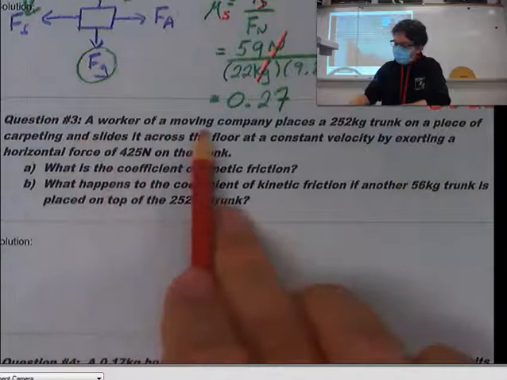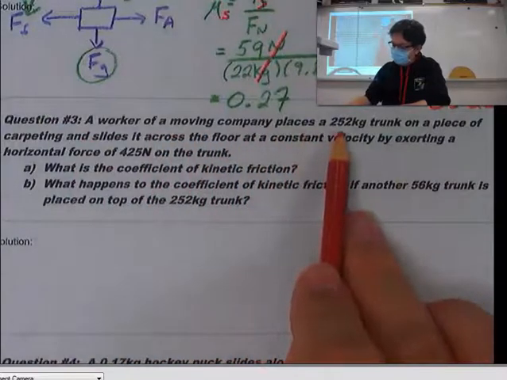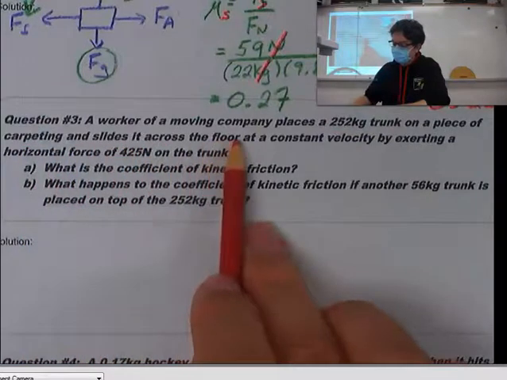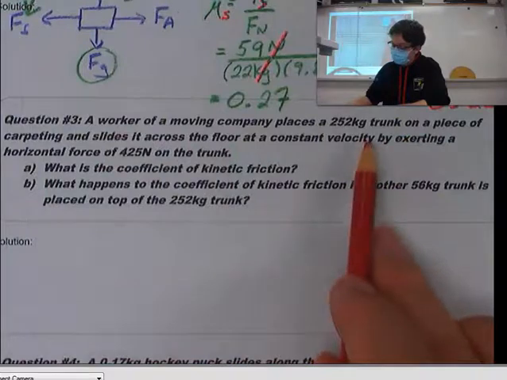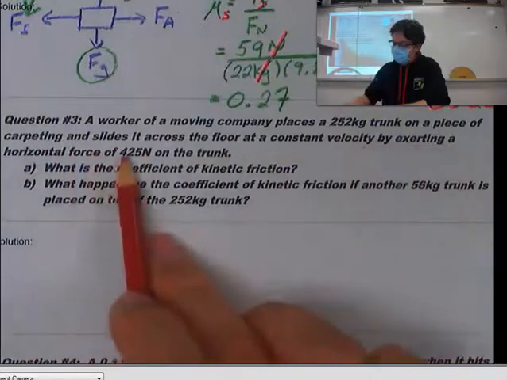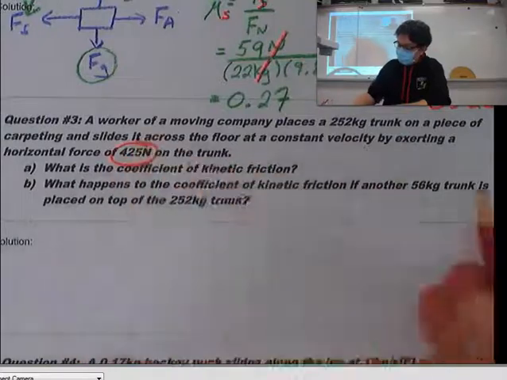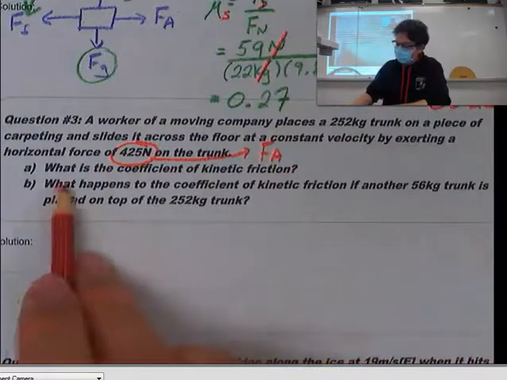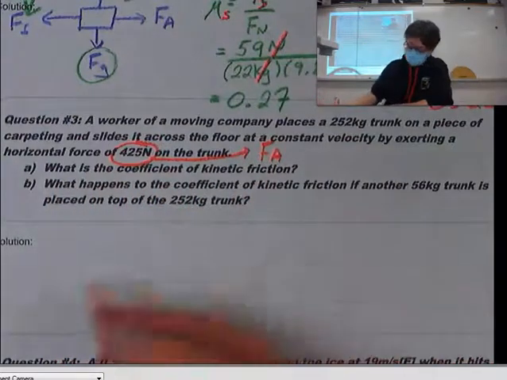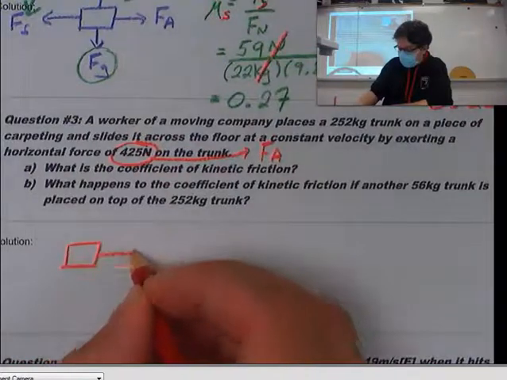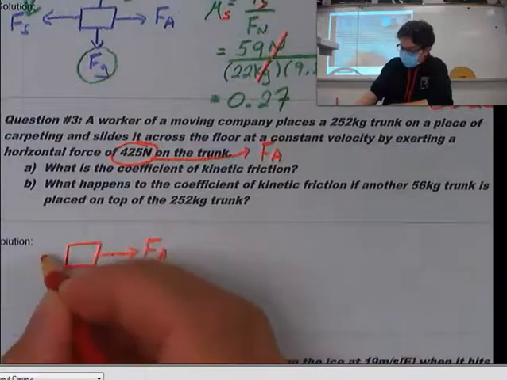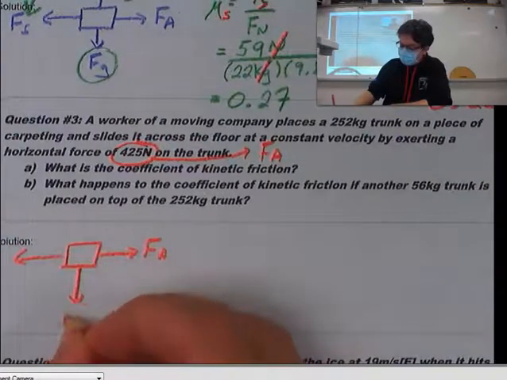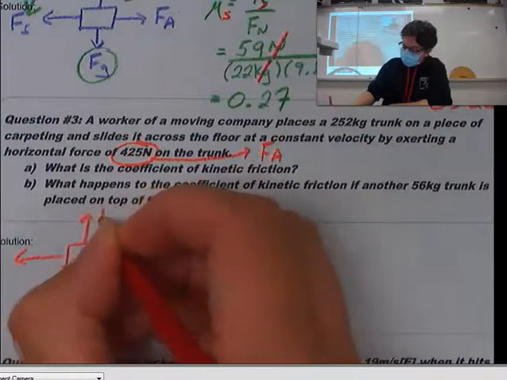Here we have a worker of a moving company places a 252 kilogram trunk on a piece of carpeting and slides it across the floor. Ooh, carpet. At a constant velocity by exerting a horizontal force, so that's our applied force. What is the coefficient of kinetic friction? So let's draw a diagram. We have an applied force. There's some kinetic friction opposing it. And then, of course, we have, again, gravity and normal.